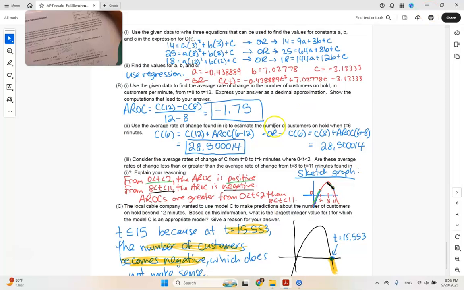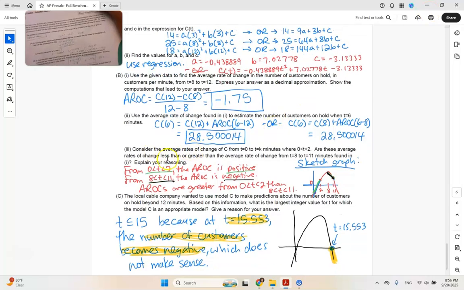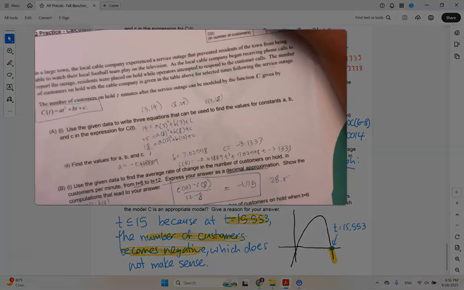I'm going to actually put this out so I don't have to go back and forth. Consider the average rate of change of C from 0 to k minutes where t is between 0 to 2. Are these average rates of change less or greater than the average rate of change between 8 to 11? Explain your reasoning.